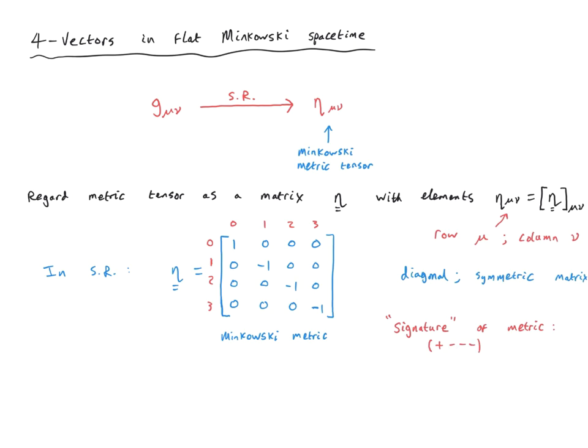We say that the signature of the metric is plus, minus, minus, minus. We're basically just reading off the values on the diagonal of this matrix. So we have plus 1, minus 1, minus 1, minus 1. This is referred to as the signature of the metric.